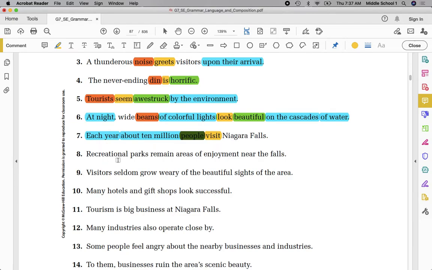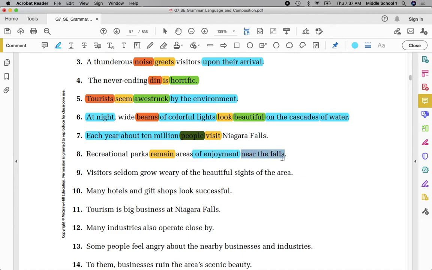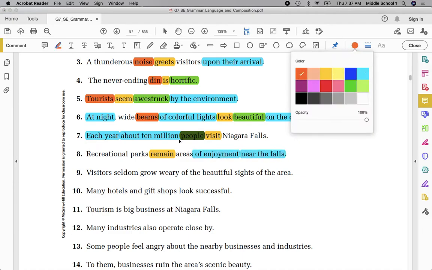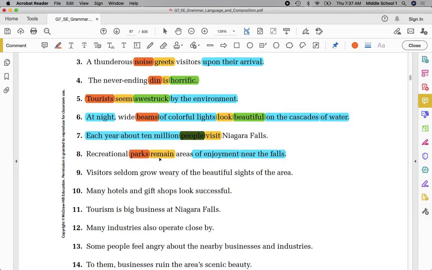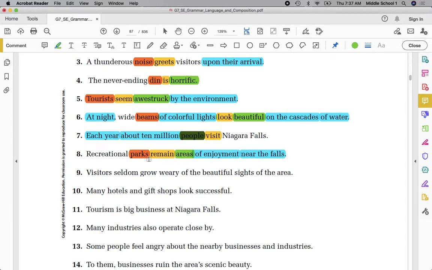Number 8. Recreational parks remain areas of enjoyment near the falls. Of enjoyment, near the falls. My sentence is talking about parks. What do parks do? Parks remain. Parks are areas. Parks is areas. Parks are areas. Subject, linking verb, predicate noun, followed by two prepositional phrases. Parks are areas.